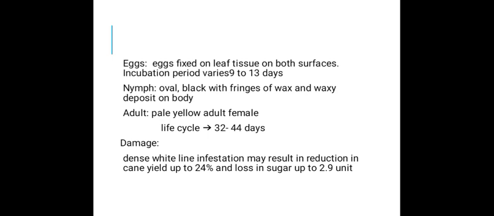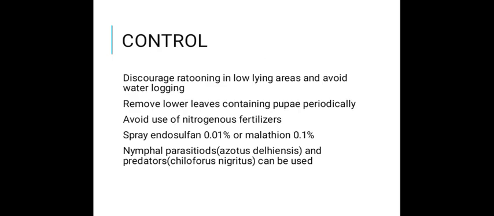Damage: dense whitefly infestation may result in reduction in cane yield up to 24% and loss in sugar up to 2.5 units. Control: discourage ratooning in low-lying areas and avoid waterlogging. Remove lower leaves containing pupae periodically. Avoid use of nitrogen fertilizers. Spray endosulfan 0.01% or malathion 0.1%. Nymphal parasitoids and predators can be used.